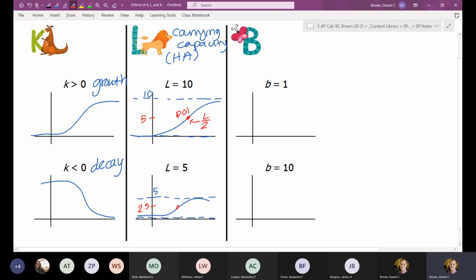And then we have this value of b. The value of b affects the horizontal transformations. When b is equal to 1, that is when the point of inflection will be on the y-axis. And as b changes, that is where we see our horizontal shifts.